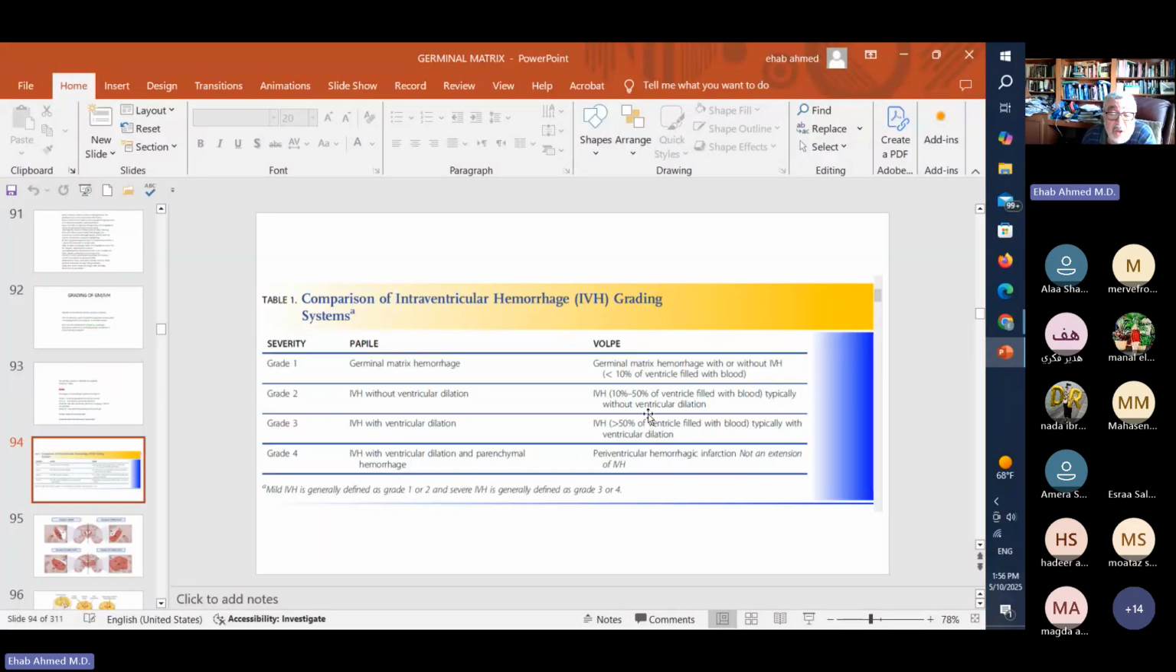And then the periventricular hemorrhagic infarction. You can go either way, but this is easier. And you can go to grade 4, you call it periventricular hemorrhagic infarction. It's not a big deal.